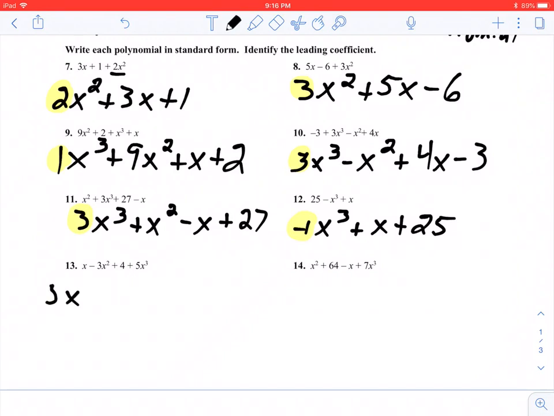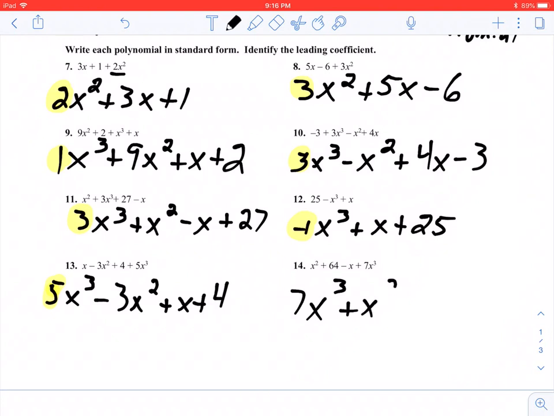5x to the third minus 3x squared, then plus x, then plus 4. Lead coefficient is 5. Last one, 7x to the third plus x squared minus x plus 64. And your lead coefficient is going to be number 7.